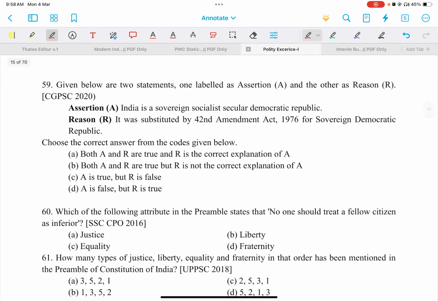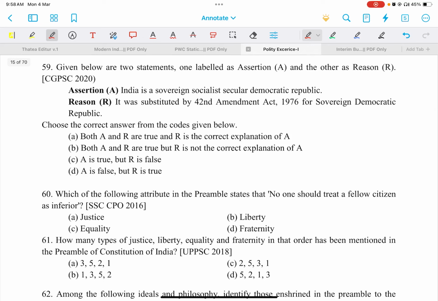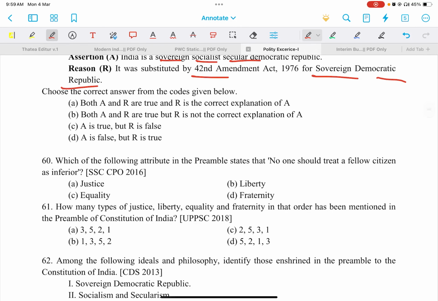Given below are two statements, one labeled as assertion and the other as reason. India is a sovereign socialist secular democratic republic. The original Constitution said sovereign democratic republic; socialist and secular were substituted by the 42nd Constitutional Amendment. So A is true, R is false.